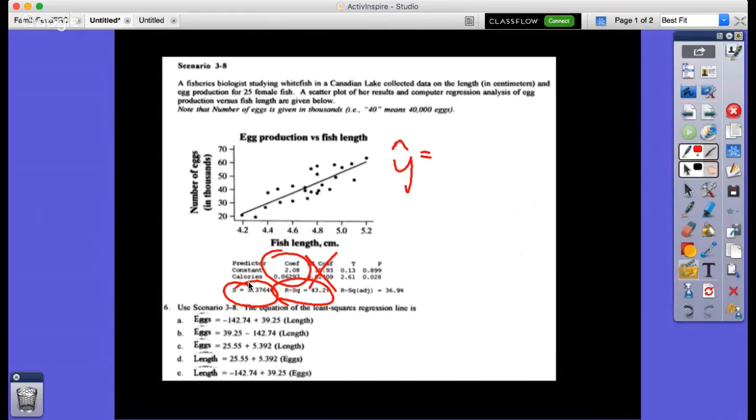The bottom one is always my slope, okay? So we would say 0.067x, and then the top one's my y-intercept, so plus 2.08. That right there is the equation of the least squared regression line.